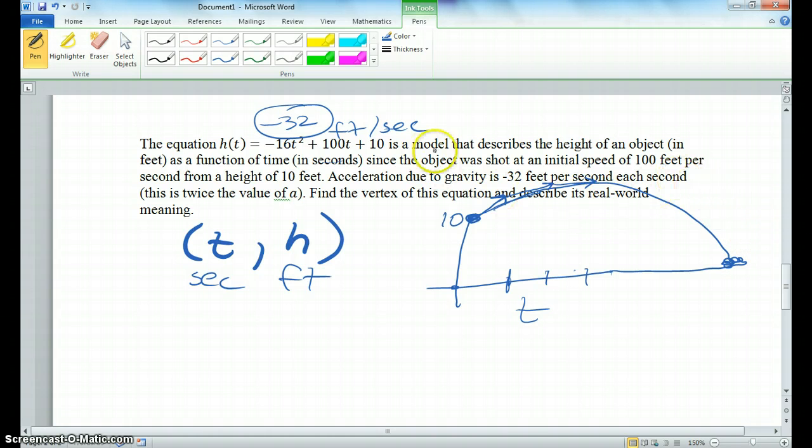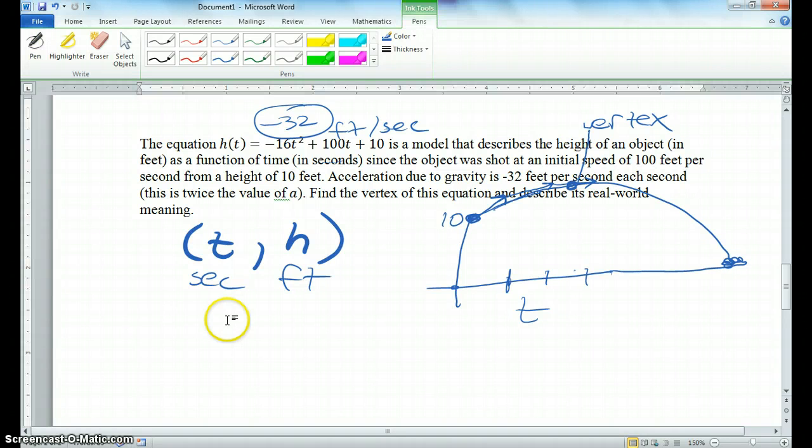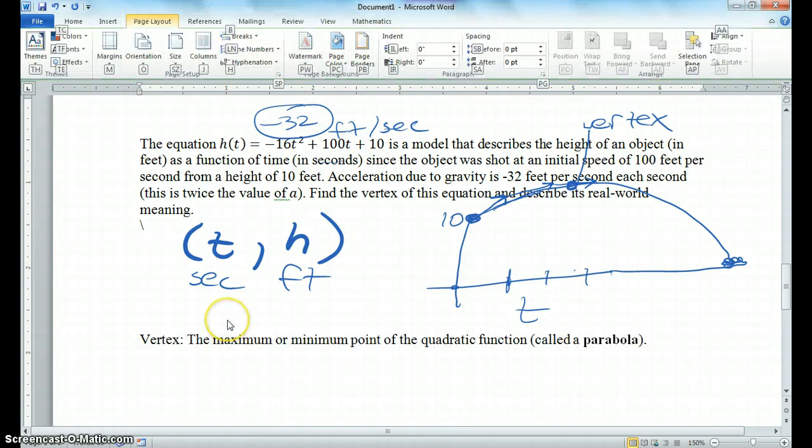Well, that point at which you change from a positive rate of change to a negative rate of change is called a vertex. So this point here is called the vertex, and another way to describe that is the maximum or minimum point of the quadratic function.